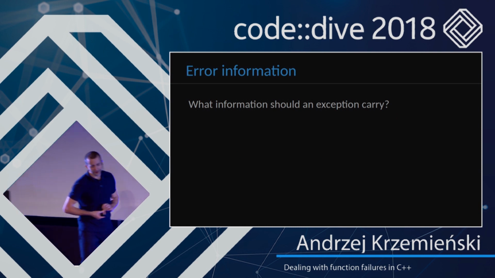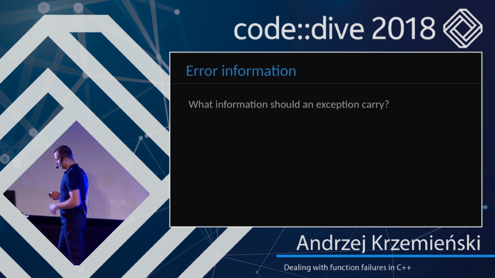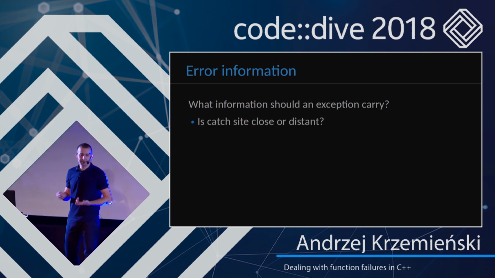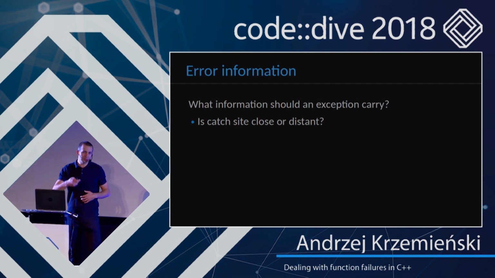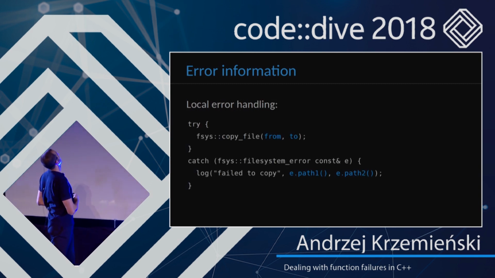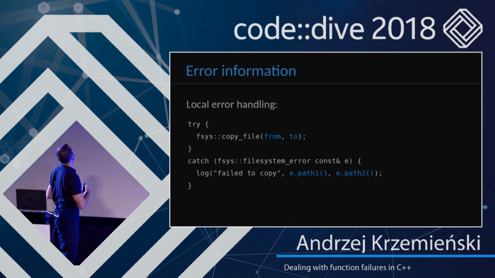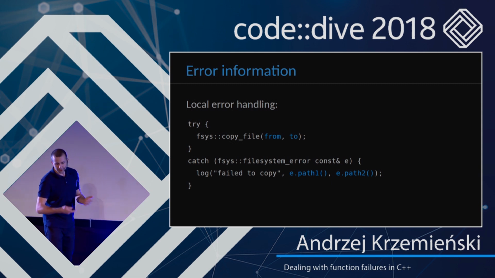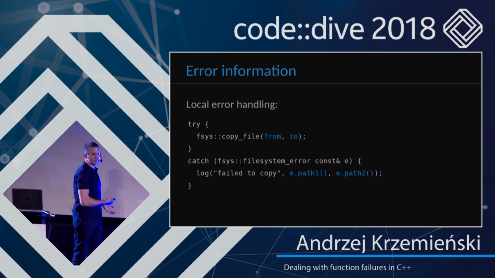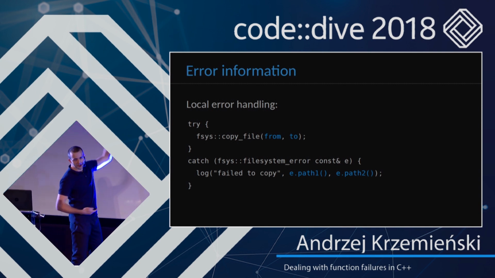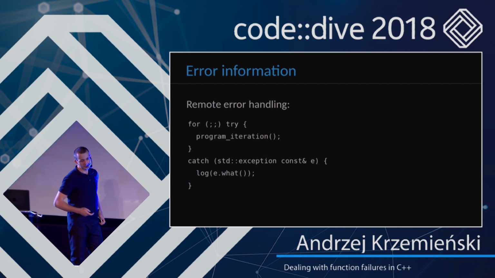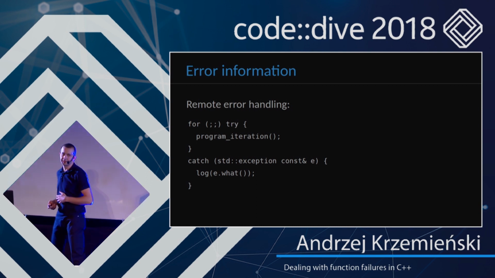OK, next item. What information should we store in an exception and carry to whoever handles the error? And the answer to this question depends on whether we are handling the error locally or remotely. This is how local error handling looks like. I'm using a standard library function for copying a file from one location to the other, and it perhaps fails. If it fails, I get this file system error. I can read the source path and the destination path from the exception object. But I don't need it because I can see those names already. I chose them. So you don't have to remind me what it is. It's just redundant information.